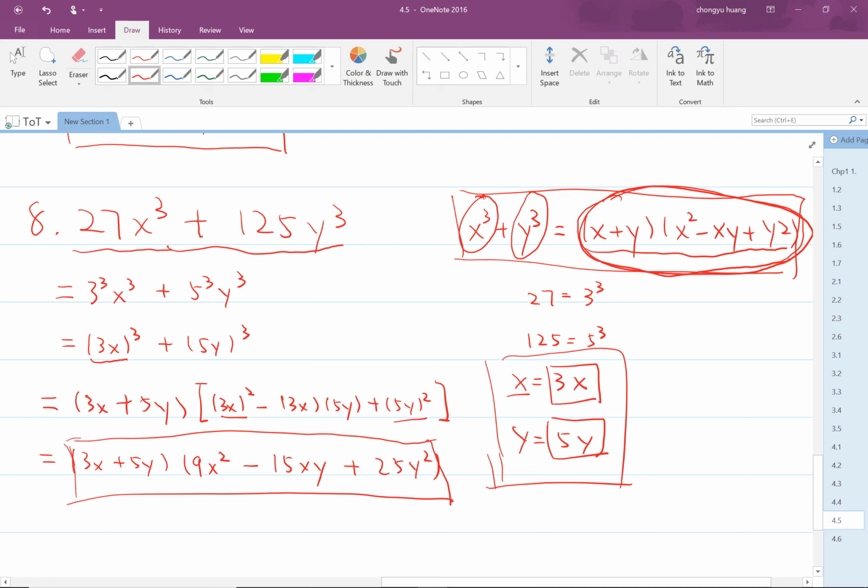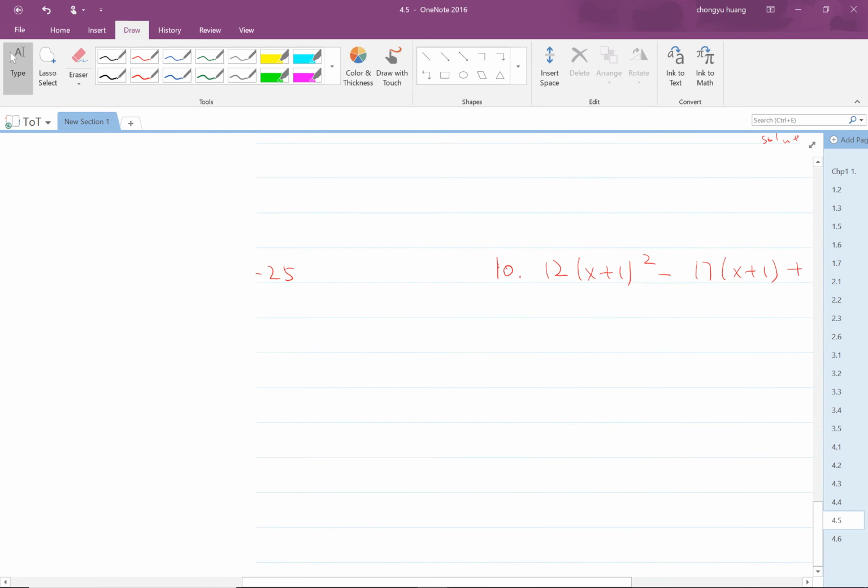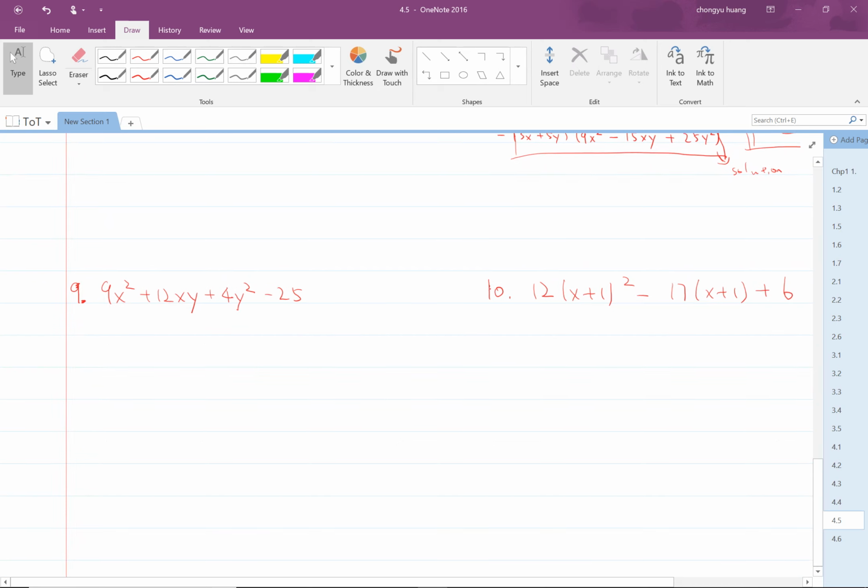You need to know how to use the property in the right way, otherwise you will not get this solution. So this is the solution for question 8. I believe there are only 2 questions left. Yes, there are 2 questions left.